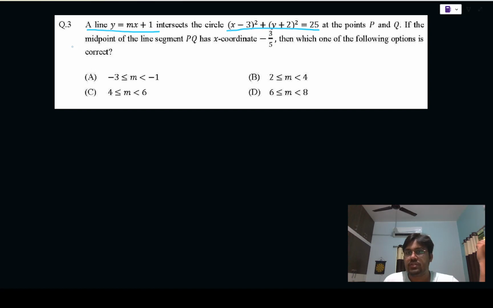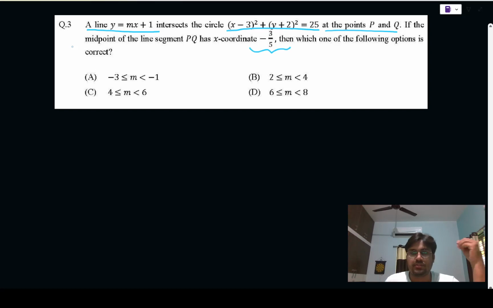So the points of intersection of this line with this circle are P and Q. If the midpoint of line segment PQ has x coordinate -3/5, then which of the following options is correct?